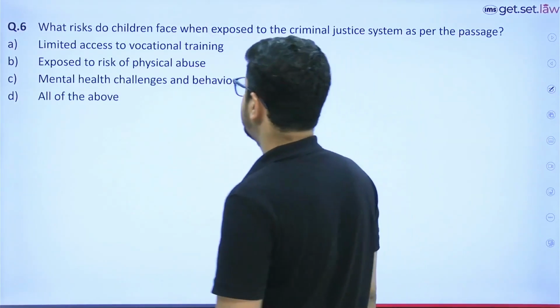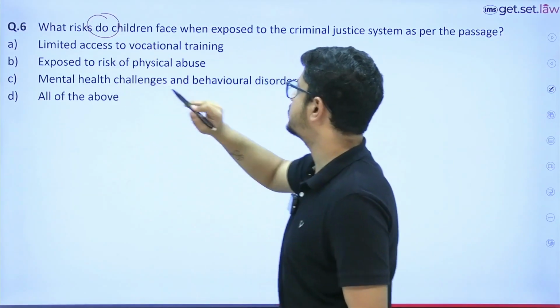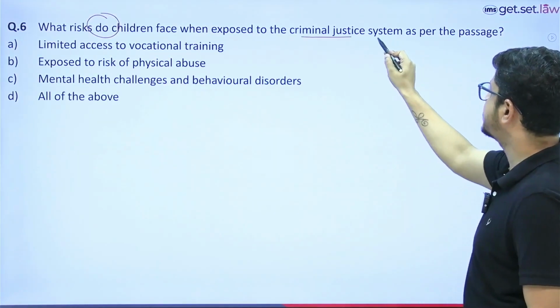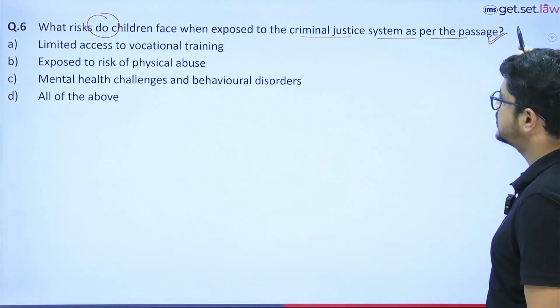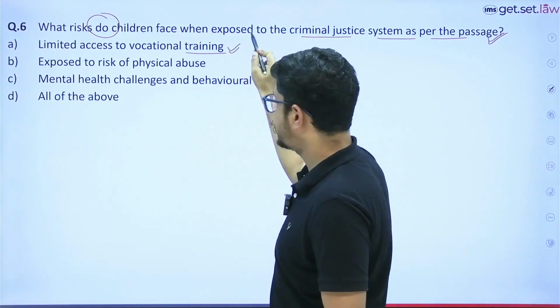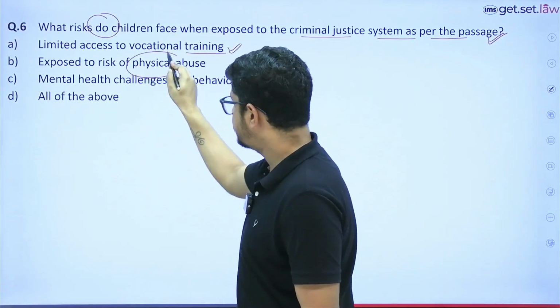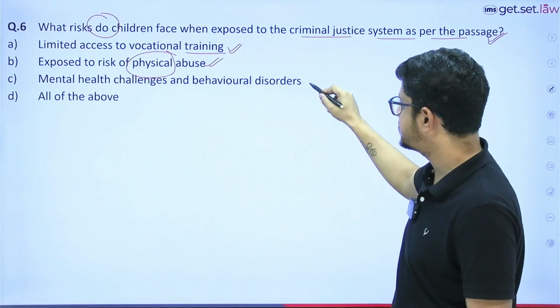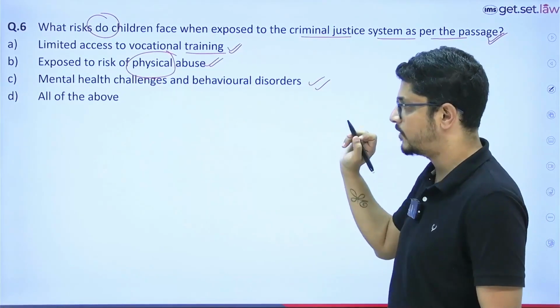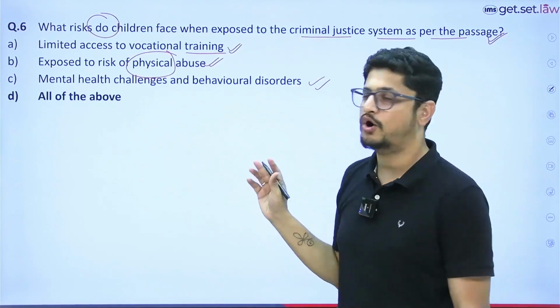Now question 6 says, what risk do children face when exposed to criminal justice system as per the passage? Now they say vocational training inadequate है, paragraph के last part में दिया हुआ है. Exposed to risk of physical abuse is also given. Mental health challenges, psychological barriers, it's creating problem. So the correct answer इधर पे क्या बनेगा? D, that is all of the above.